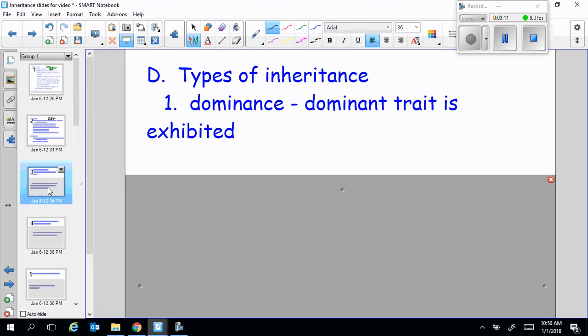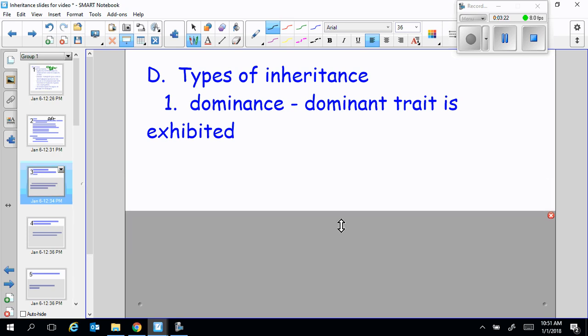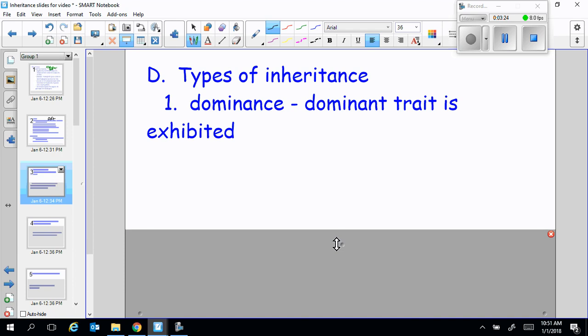All right. Now I'm going to go through, and I'm going to do a lot of crosses as I go, so I'm sure you remember what a Punnett square is. I'm going to be doing a lot of really quick Punnett squares just to show you each of the different types of inheritance. So this first one, dominance. A dominant trait is exhibited.